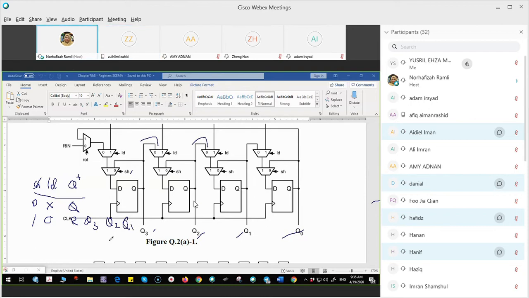So that means this is shift right. And if it's 1, 1, forget it. If it's 1, 1, that means it will take data from here. Use Q0. So this one will be starting from Q0, right? And then this one will take from Q3. Is it?